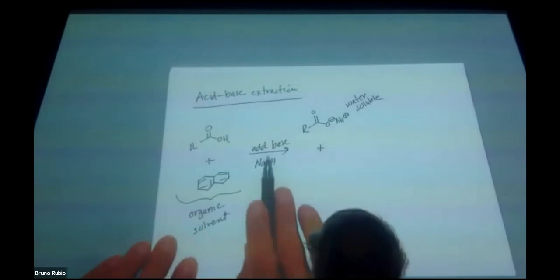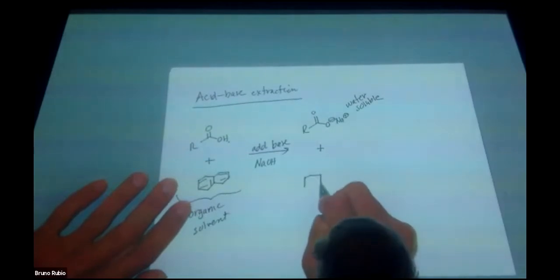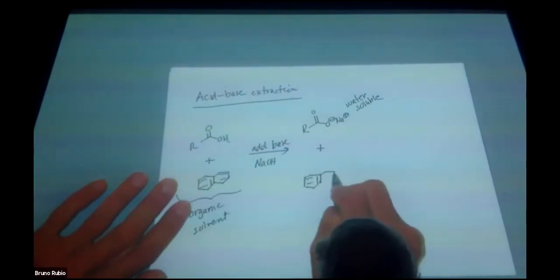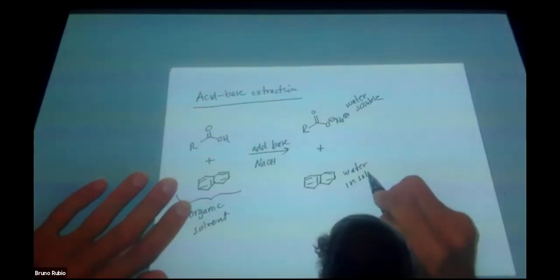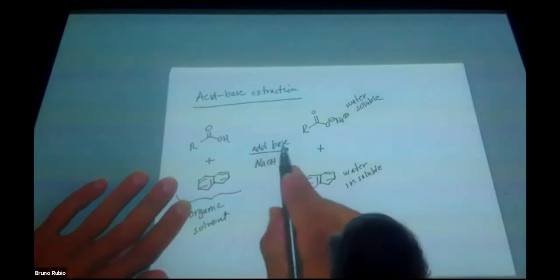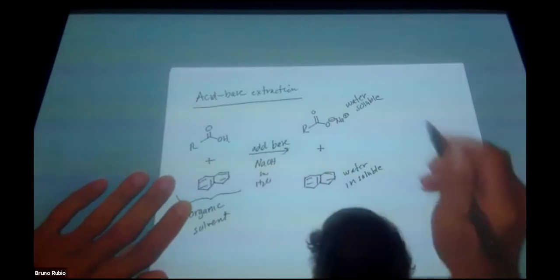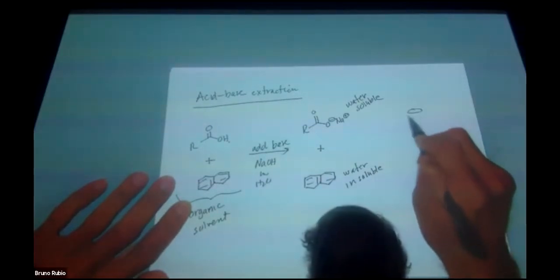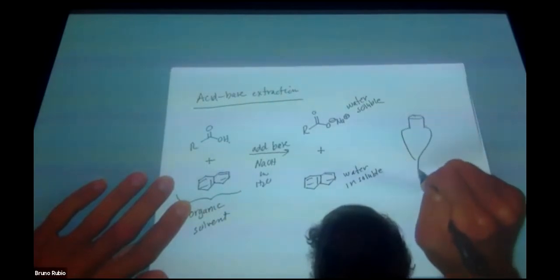Okay, but what does base do to this? Nothing, because this is not acidic. So this naphthalene remains naphthalene, and this is water insoluble. Right, so you add base, NaOH in water solution. And so now what you have here in your SEP funnel is going to be something that looks like this.